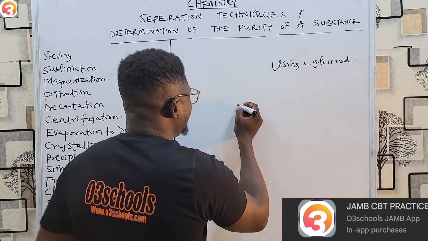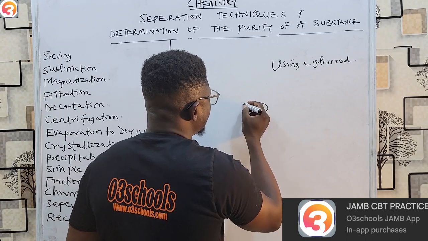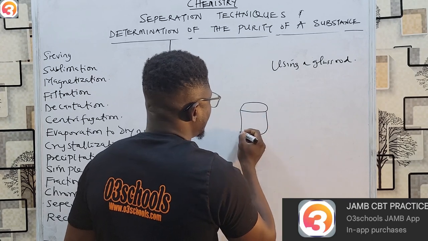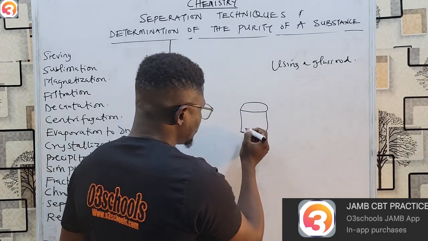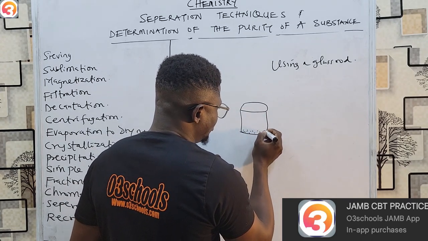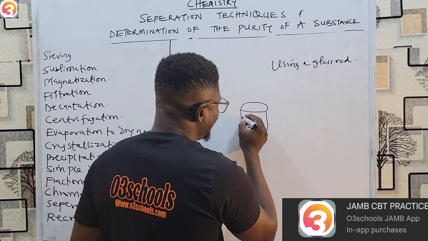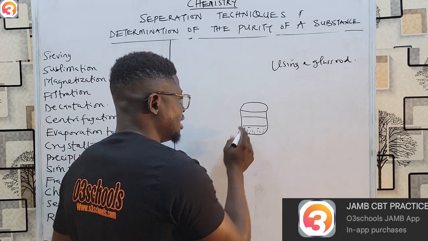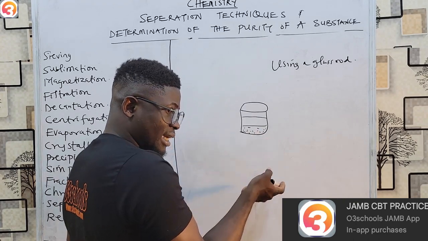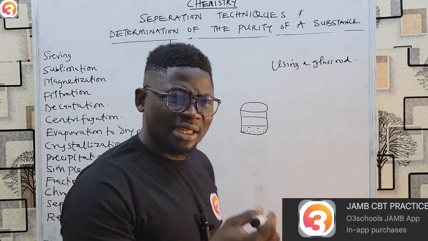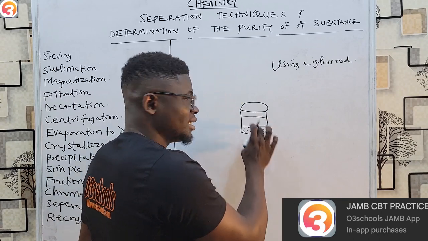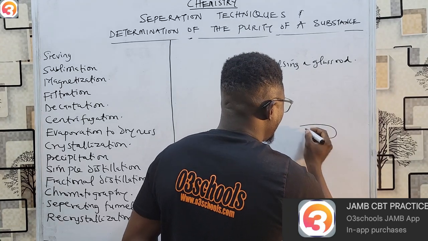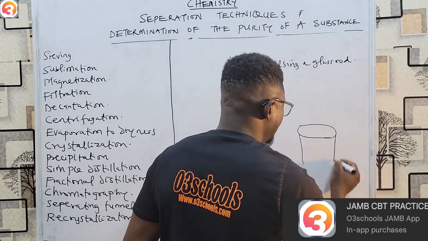So for example, let's say you have a beaker like this. I don't mind my drawing. So you have a beaker like this, and then you have an insoluble solid below. Then you have a clear liquid at the top, where the solid has settled down, right? So you can use decantation to separate these two using a glass rod. You can have another beaker, for example, that you are separating it into, right?